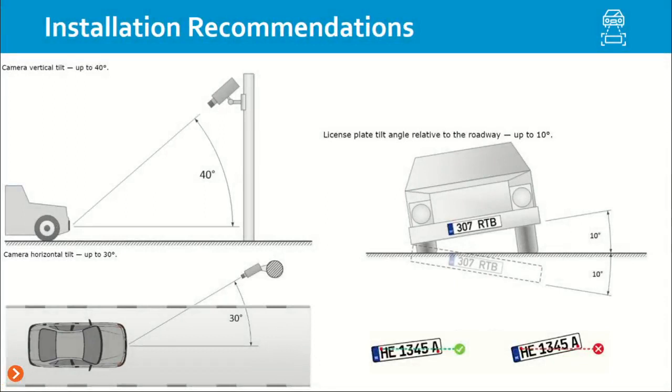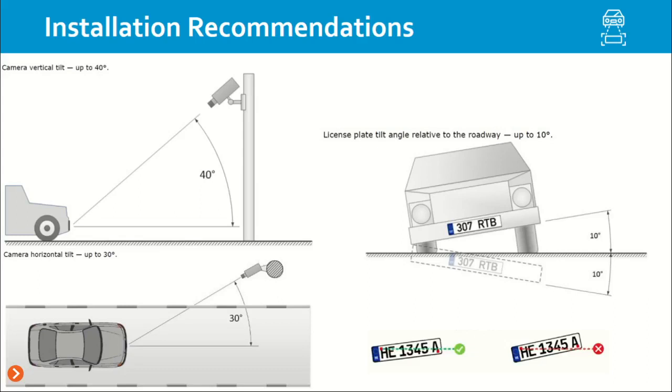Additionally, it is imperative to consider the angle of the road. As Fabian already showed you a little bit of this issue, the vertical angle must be less than 40 degrees, and the slope of the road must not exceed 10 degrees. The horizontal angle of the camera installation must be less than 30 degrees.